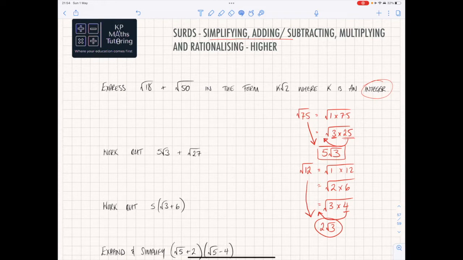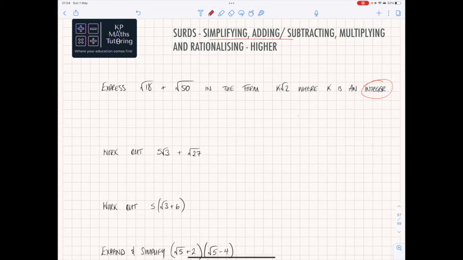Now sometimes when you do your factor pairing, you might find that there's more than one square number that goes into it. So let's take an example here of something like root 32. So quite a few numbers here that go into 32. So 1 times 32, 2 times 16, 3 doesn't go into it, 4 times 8, 5 doesn't go into it, 6 doesn't go into it, 7 doesn't go into it, and I've already done 8, so I can stop. So these are my factor pairs. Now, if I look at this, 16 is a square number, but 4 is also a square number. So what you have to now think about is which one of those numbers is the highest square number.